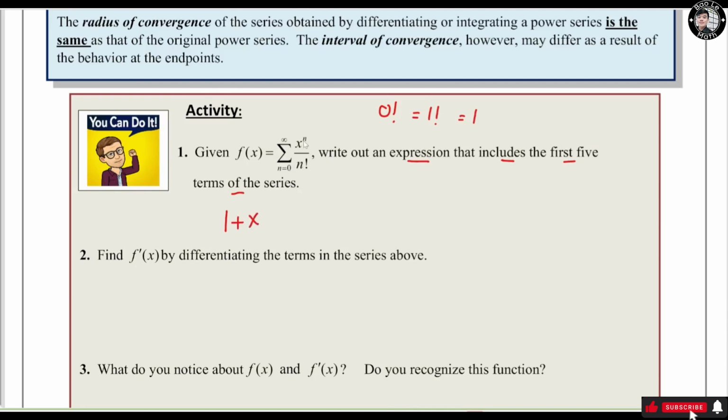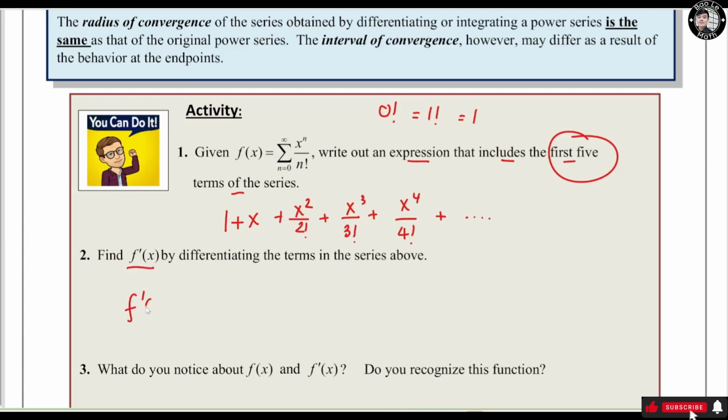n equals 2, you have s squared over 2 factorial, plus s cubed over 3 factorial, plus s to the 4 over 4 factorial. The first 5 terms, we can stop right here, plus etc.